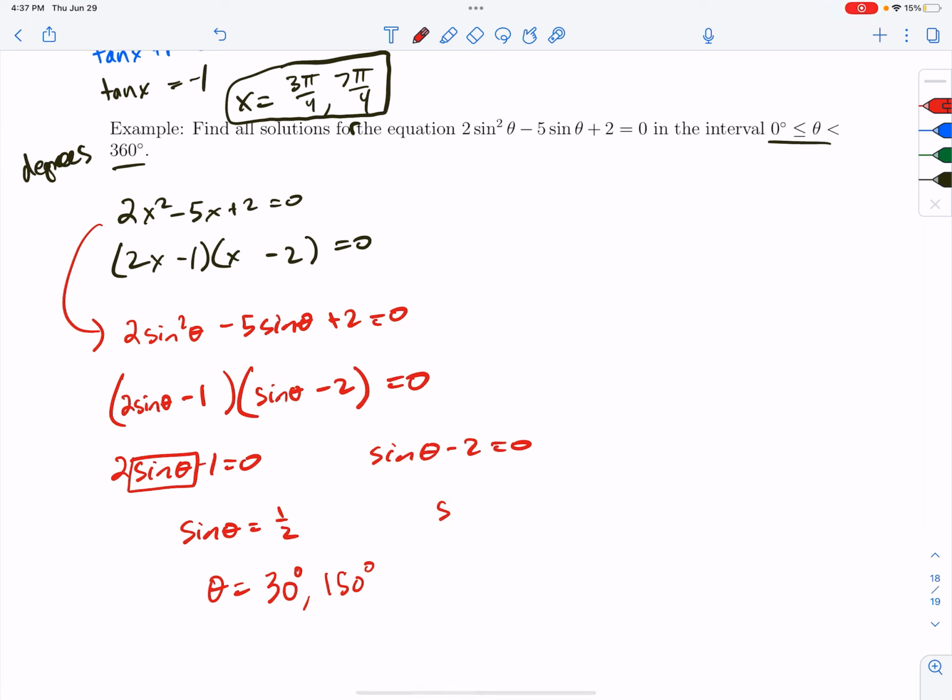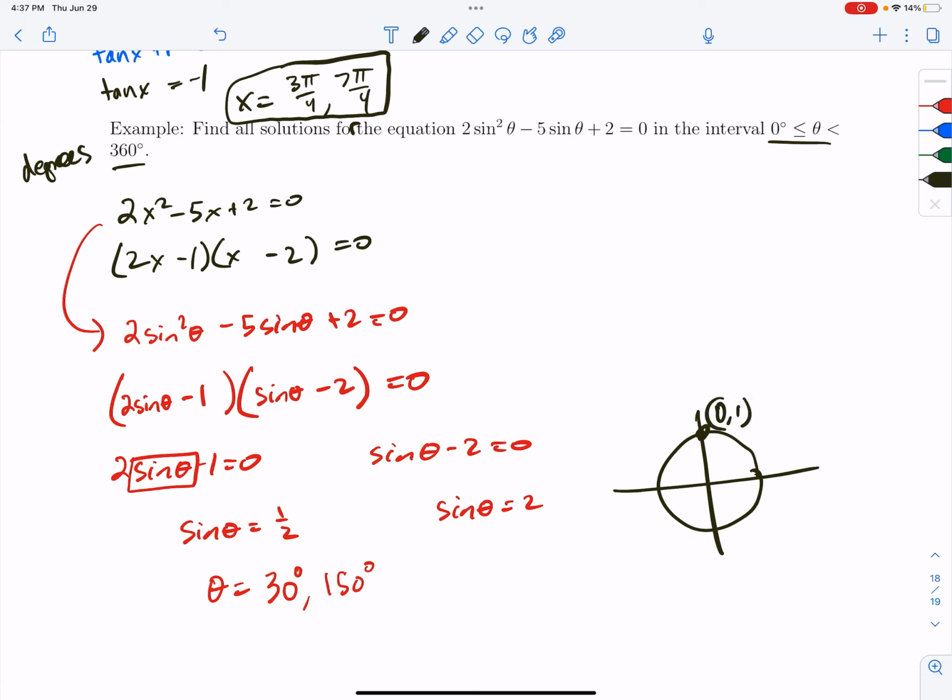Okay. The second branch, sine theta equals 2. The question here is, when is sine equal to 2? Well, there's nowhere in the unit circle when sine is equal to 2. The biggest value that sine ever is up here, and that's when it's 1. So there is no solution to that branch. So the only two solutions for this equation are 30 degrees, 150 degrees.